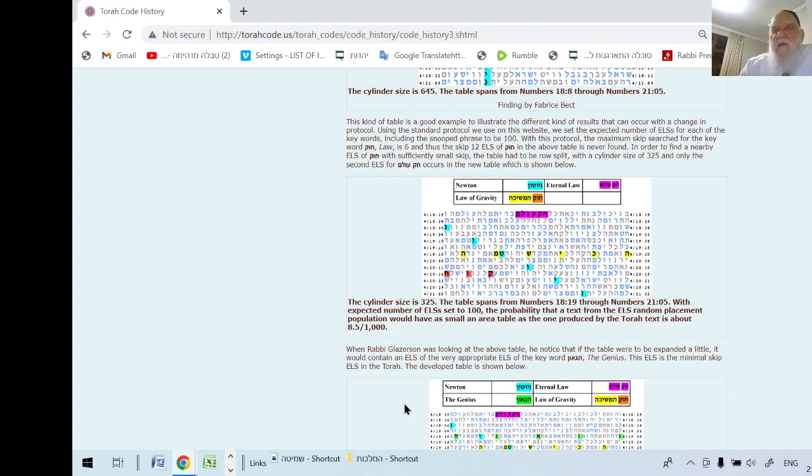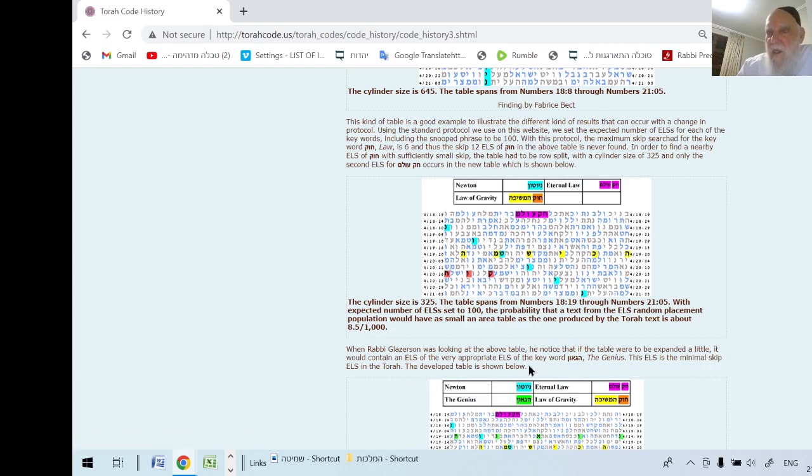says Professor Robert Haralik, when Rabbi Glazerson was looking at the above table, he noticed that if the table were to be expanded a little, it would contain the very appropriate ELS of the keyword Agaon, as a genius. The ELS is a minimal skip ELS in the Torah.